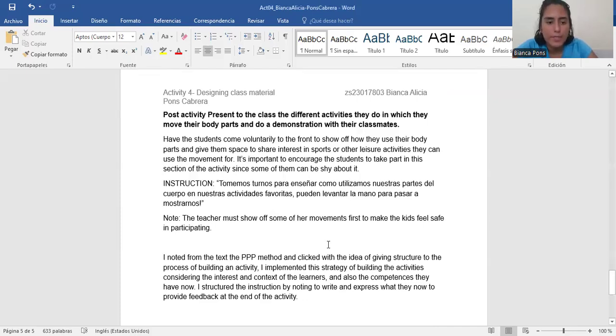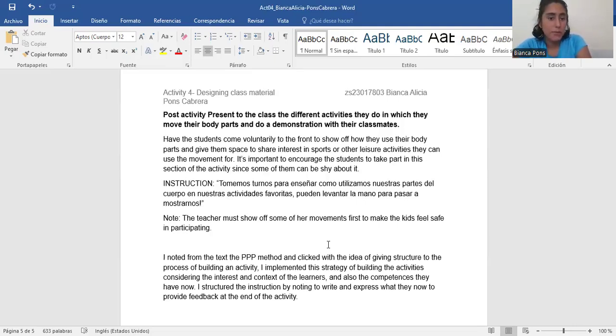The idea is to have the students come voluntarily to the front row and show off how they use their body parts, and give them space to share interest in sports and leisure activities they can use in the movement. It's important to encourage the students to take part in this section, since some of them can be shy about it. As I told you, not everyone will want to be involved in this.